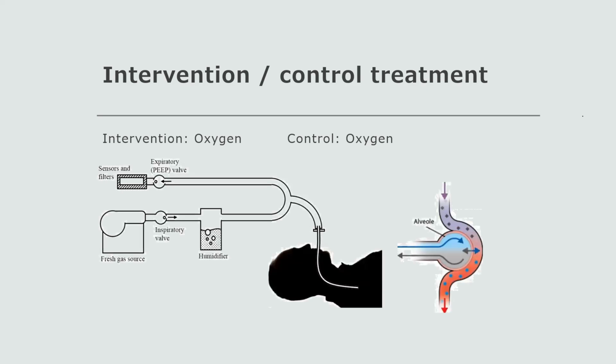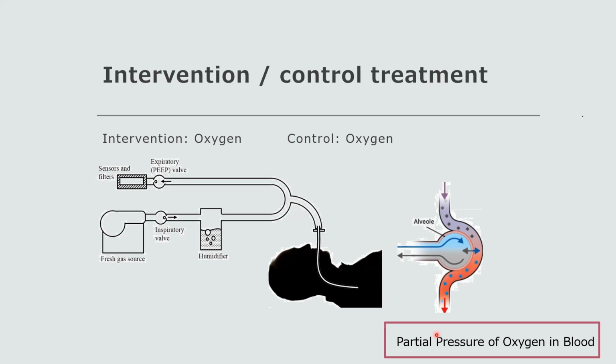So just to look at this scheme, it's very basic, but here we have fresh gas. So here the oxygen is coming out, going into the patient, into the lung, again into the alveolus I was talking about, and then it's going into the blood. And there you can measure the partial pressure of oxygen in the blood. And that's actually what they are talking about.